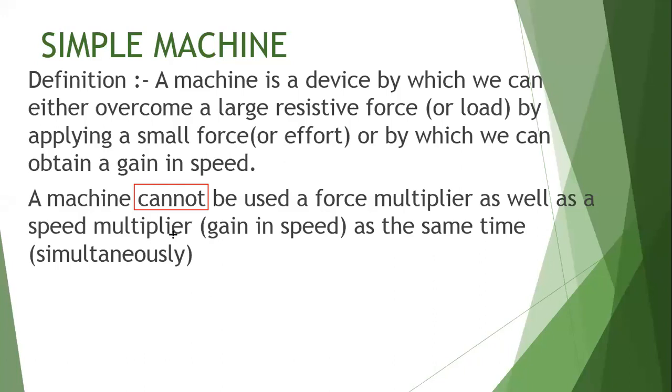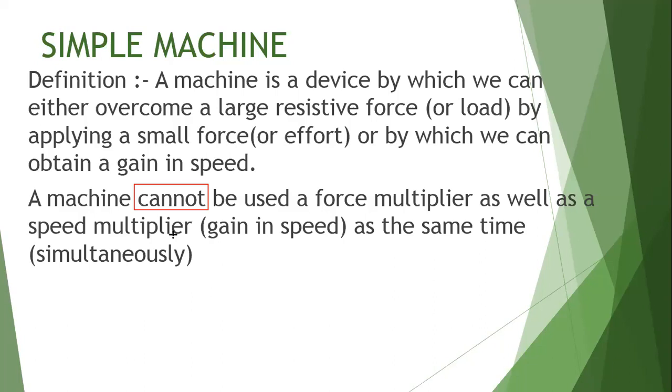So you can have a machine which works as a force multiplier as well as changing the point of application of force and the direction of force, or you can have a machine which works as a speed multiplier as well as changing the direction of force and the point of application of force. But it is very important that you cannot have a machine which can simultaneously be used as a force multiplier as well as a speed multiplier. No machine can have these two characteristics at the same time.